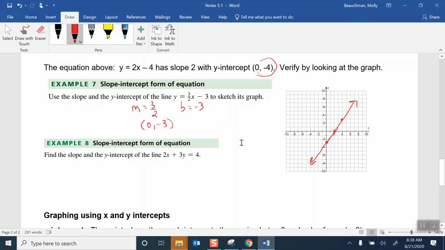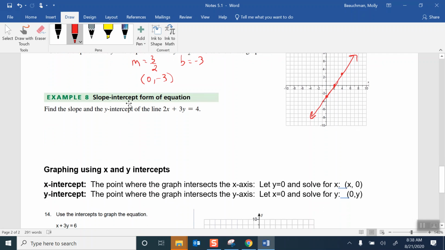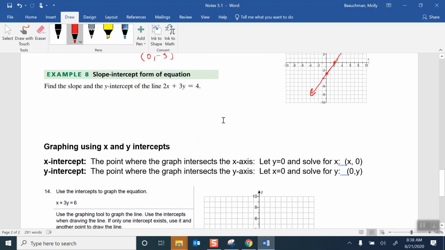All right, next example is, what if your line is not in slope-intercept form? Well, we're going to go ahead and solve for y to put it in slope-intercept form. So we find the slope and y-intercept of the line 2x plus 3y is equal to 4. Solve for y. That means we're going to subtract 2x from each side.